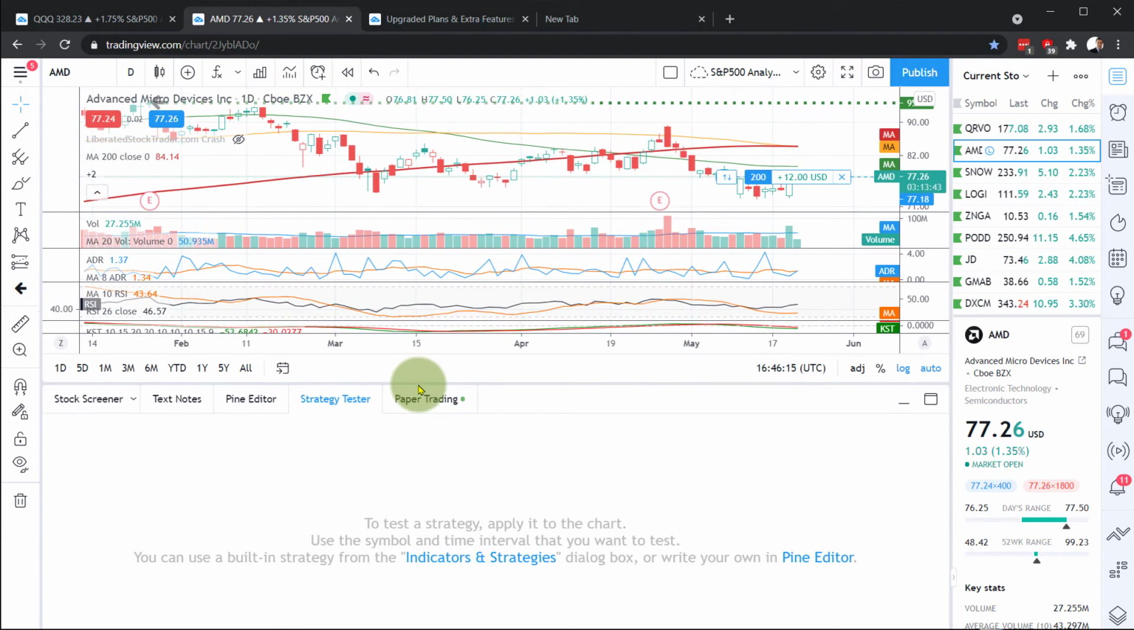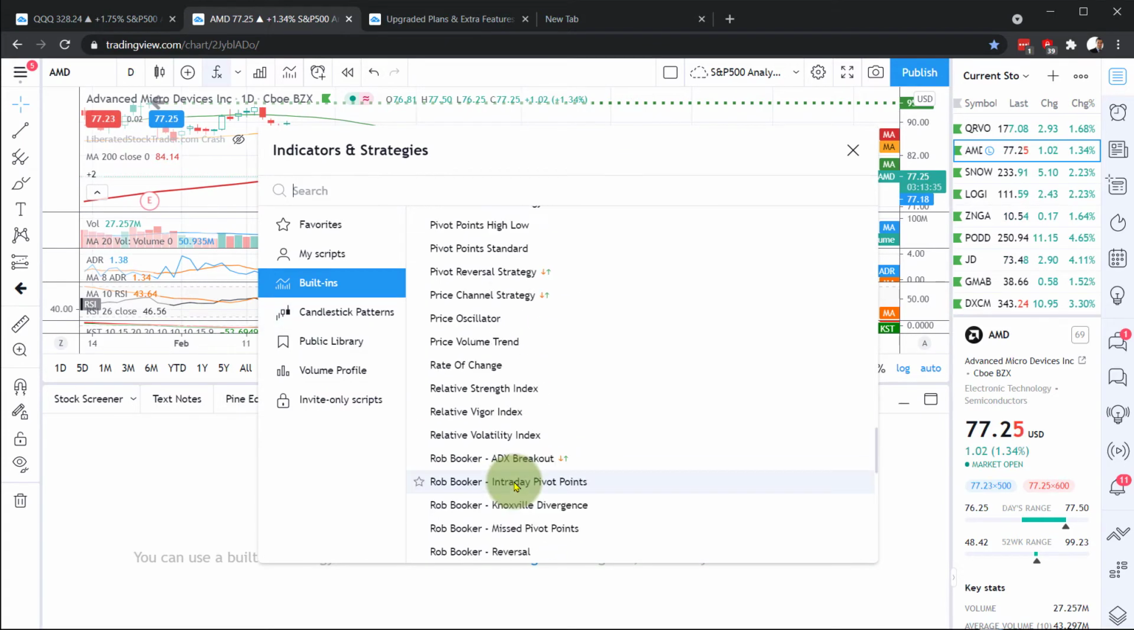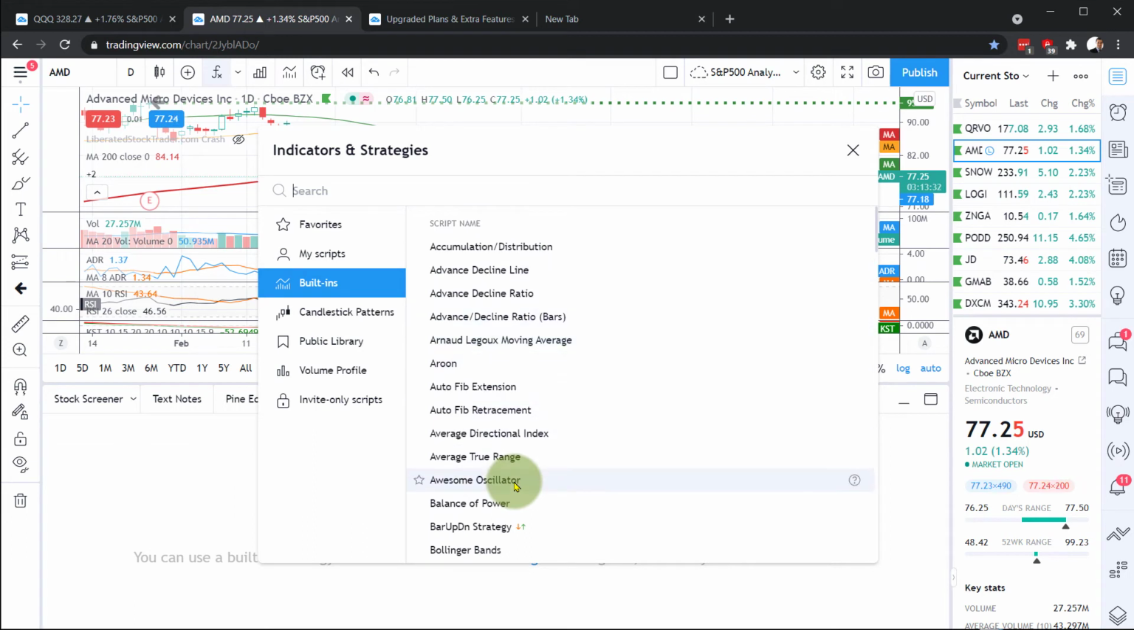So here we can go to strategy tester, for example, and I want to use a strategy. So there are a bunch of built-in strategies which you can take a look at and just import and take a look at how they work, which is great. And you can see the code and take portions of code and build up your own strategy as you wish.